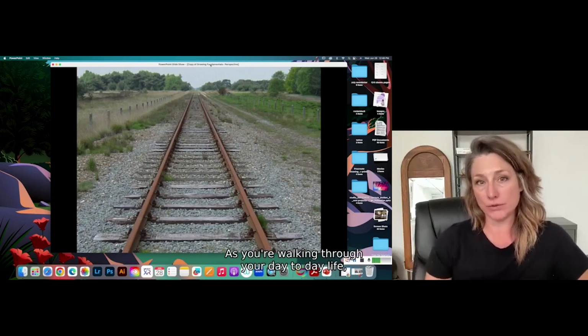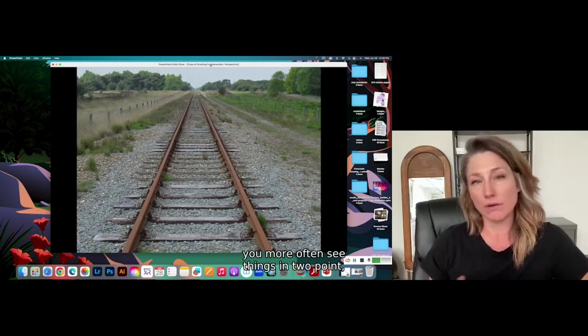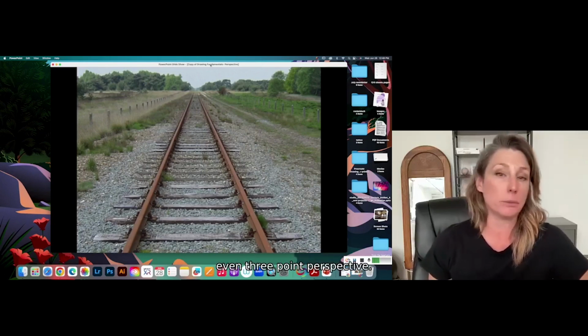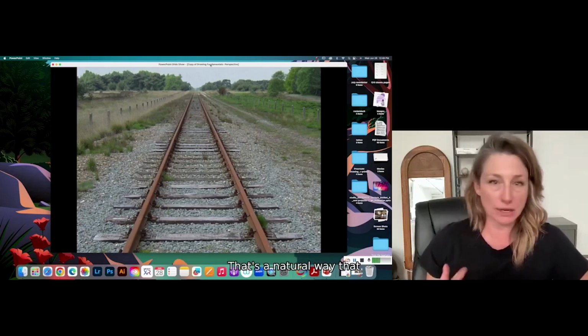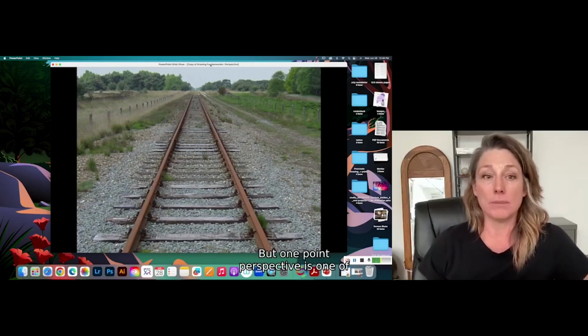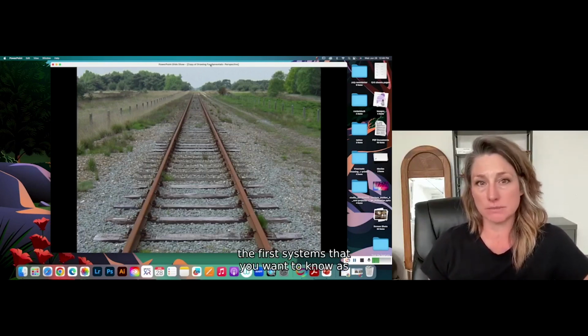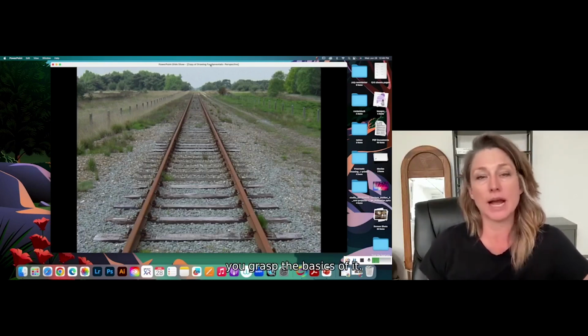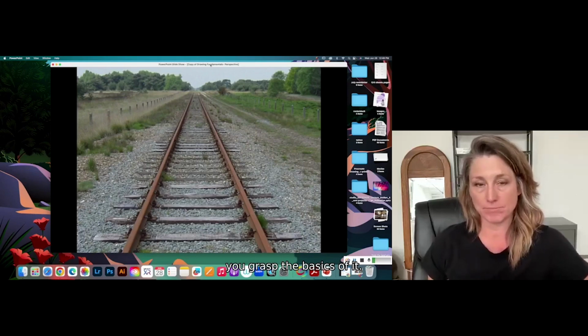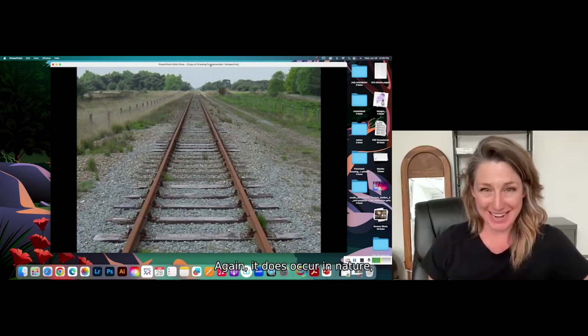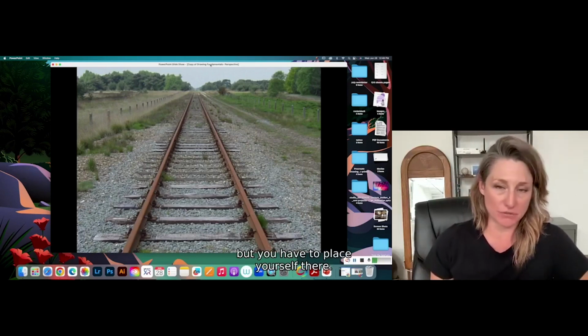It really does have to do with positioning, vanishing point, and then horizon line. As you're walking through your day-to-day life, you more often see things in 2-point, even 3-point perspective. That's a natural way that the architecture in your life occurs. But 1-point perspective is one of the earliest perspectives and one of the first systems that you want to know as you grasp the basics of it. Again, it does occur in nature, but you have to place yourself there.